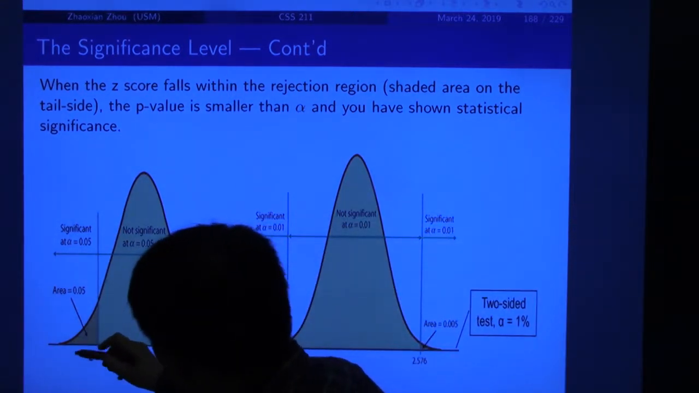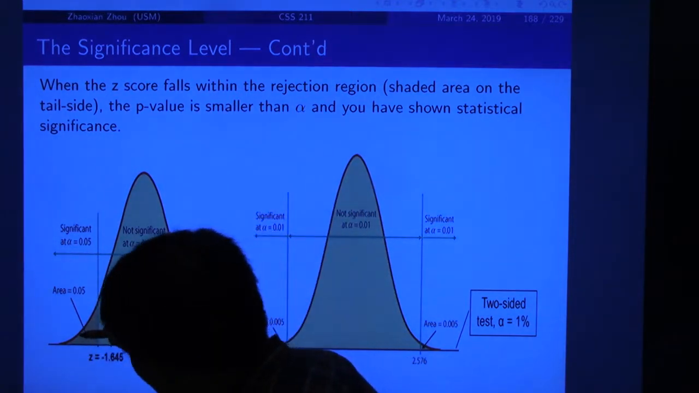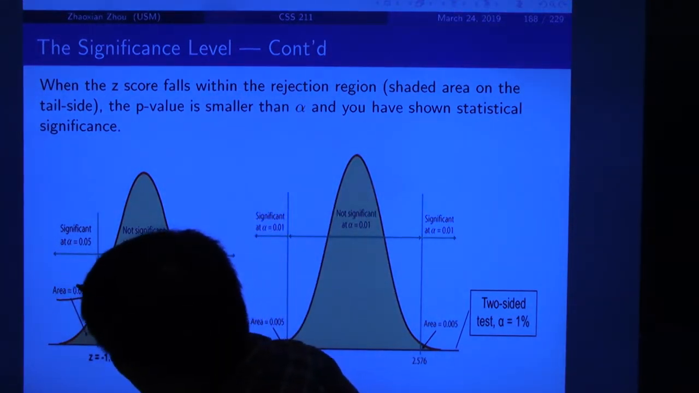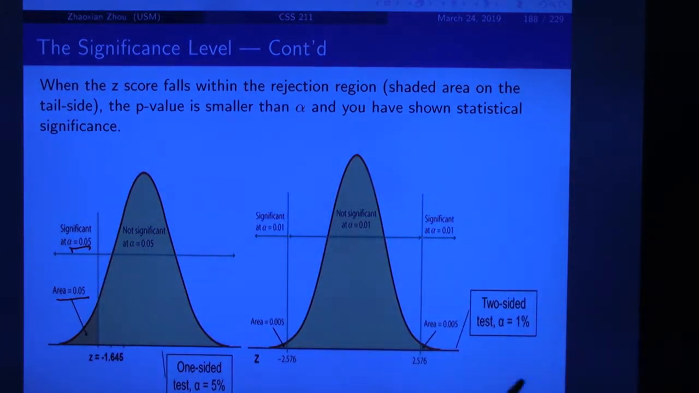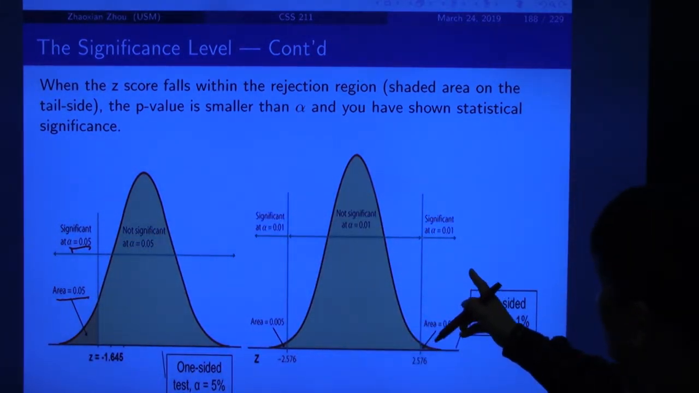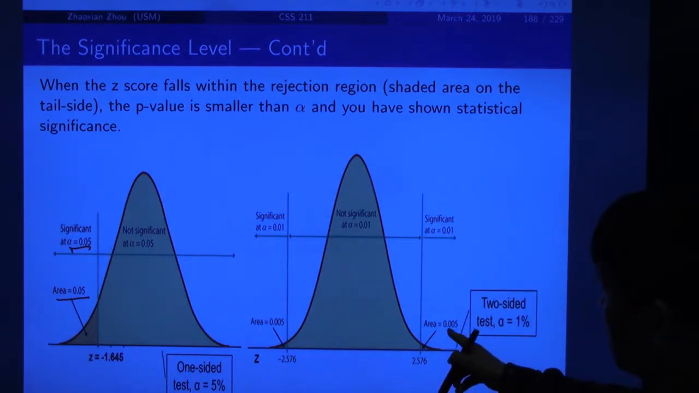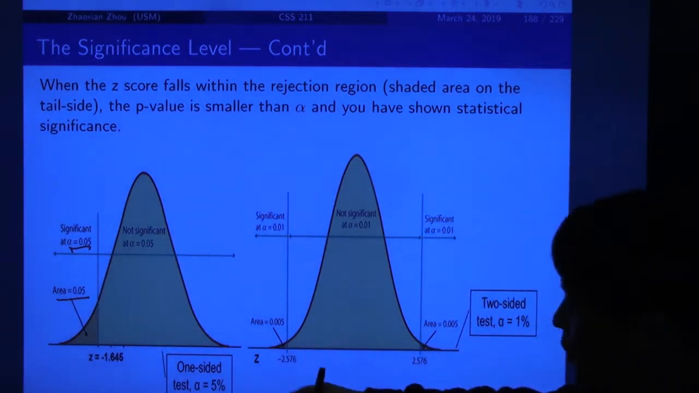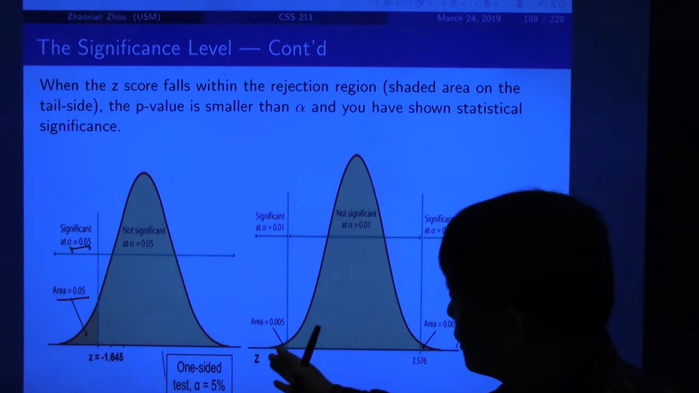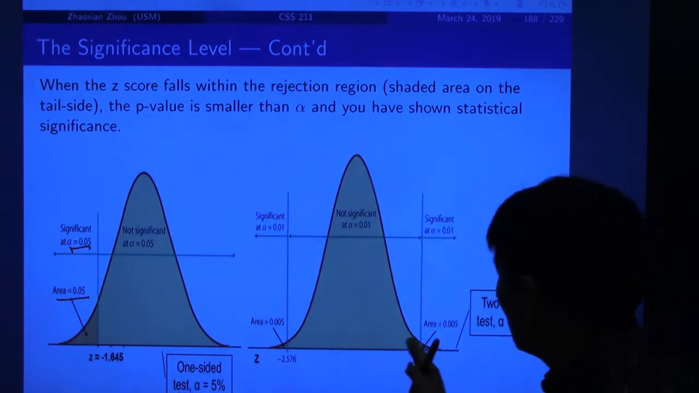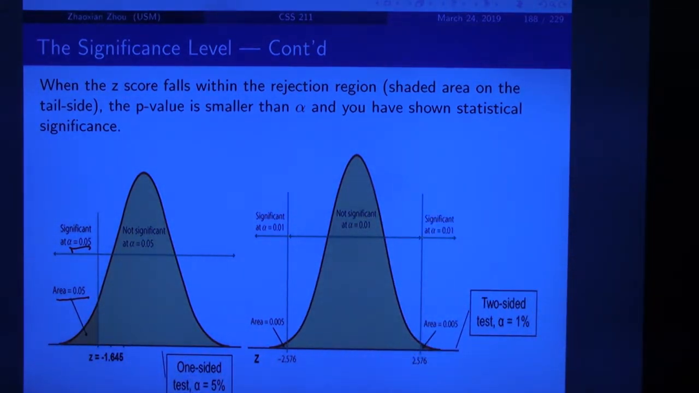This one is a one-sided test, so this area equals 5%, so this alpha equals 5%. And for two-sided with alpha equals 1%, this side equals 0.005, and this side also equals 0.005. If your z-score falls in this rejection region, then your p-value is smaller than alpha, and we have statistical significance.